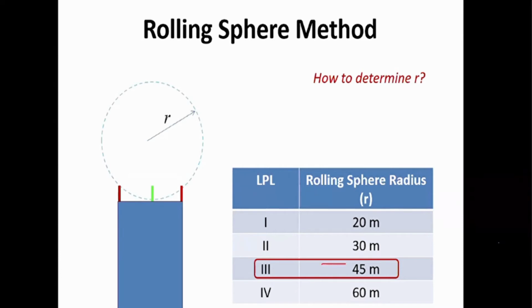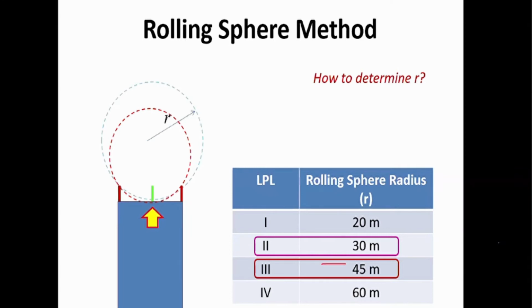And now, say for an example, this sphere is at level 3. So its radius is 45 meters. But what happens if we go one level up, 30 meters? That means a smaller sphere. Now, you will find that the sphere will touch the building because now it is getting in between the air terminations. What have we got to do?